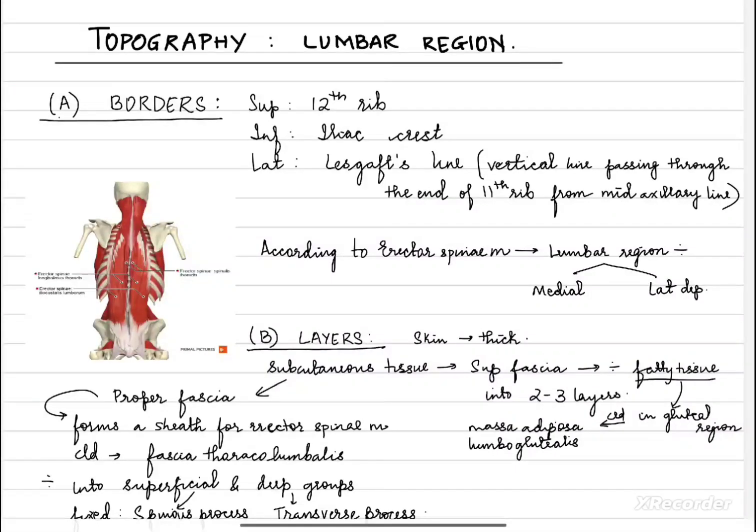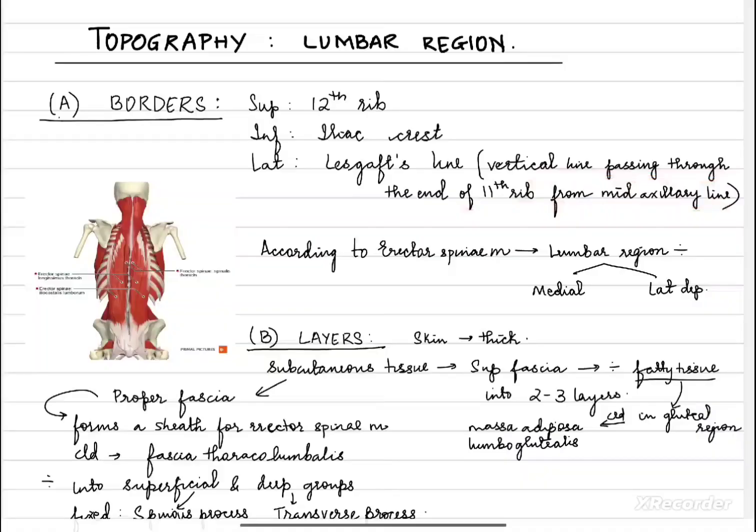Hello everyone. So today we would start the topic of lumbar region. In this lumbar region, we would first see the borders. What are the borders? Superiorly, we have 12th rib. Inferiorly, there is iliac crest. Laterally, there is Lesgaard's line, which is a vertical line passing through the end of 11th rib from the mid-axillary line.